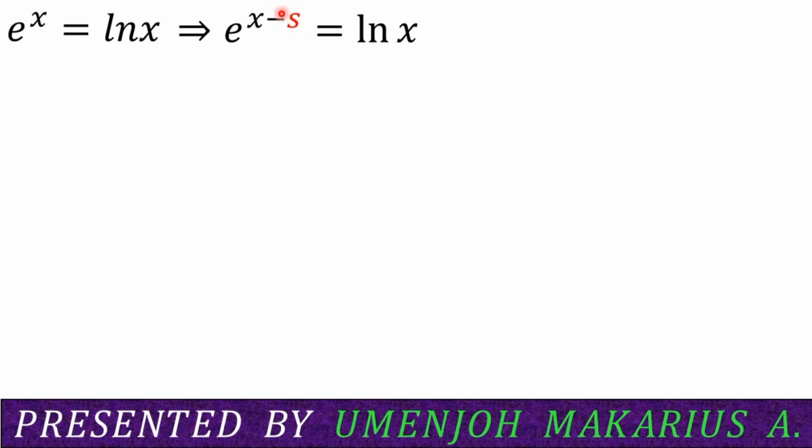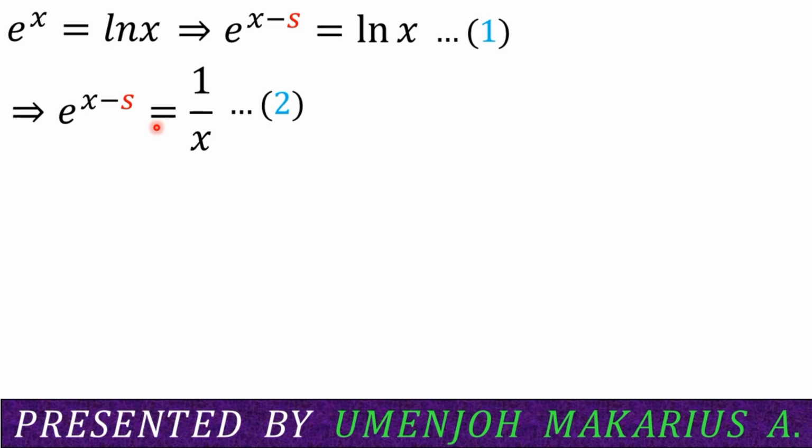Now, guys, if you look at the graph on screen, you can also discover that in as much as the two functions are equal to each other at that point, their derivatives at that point are also the same as each other. So in this case, guys, when we differentiate both sides, let's call this equation 1. We differentiate both sides, we are going to have e raised to the power x minus s, because we differentiate e raised to the power x minus s, we have e raised to the power x minus s. Differentiating ln x, we have 1 over x. Okay. Now, guys, let's call this equation 2.